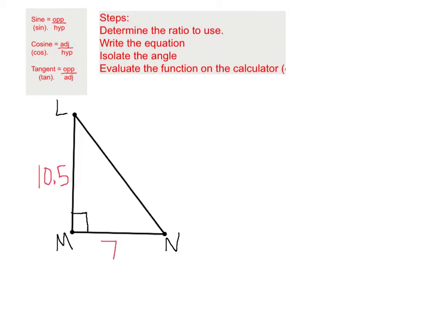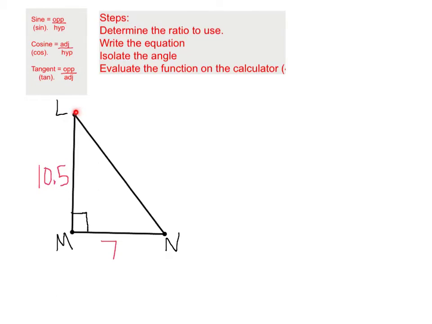Okay, so here's a first example with a triangle. We want to solve this triangle, which means we want to find all the sides and all the angles we don't know. Let's start by finding an angle. Let's start by finding angle L. We could have done N, but let's do L.